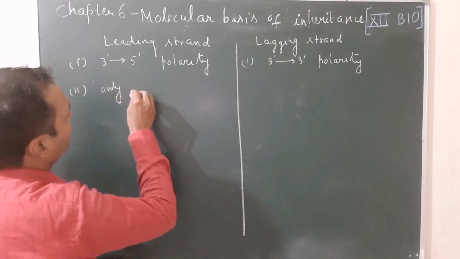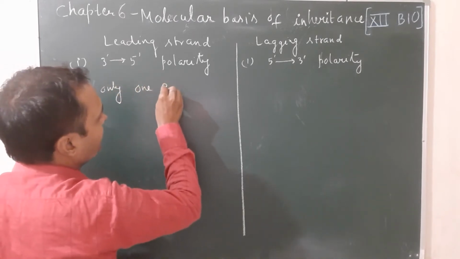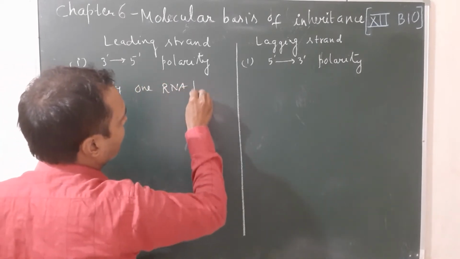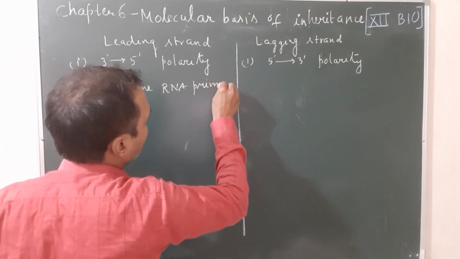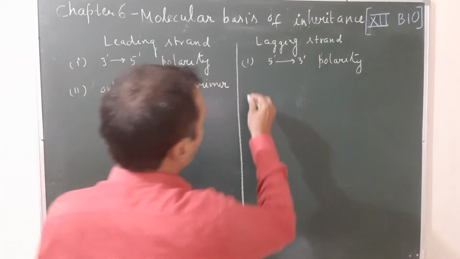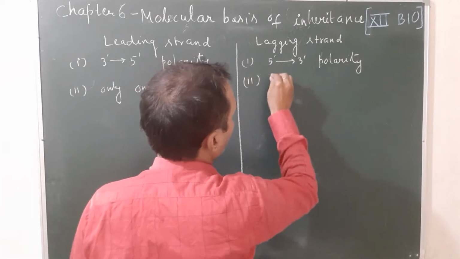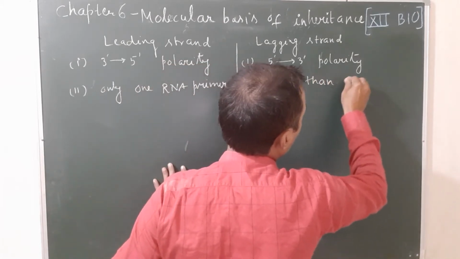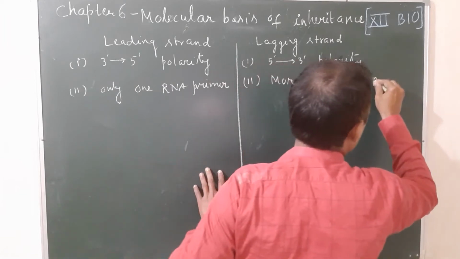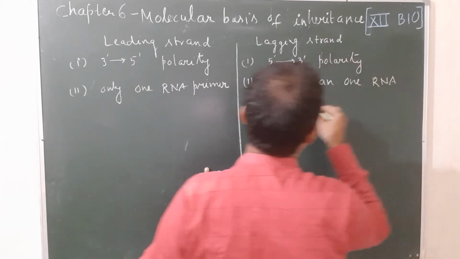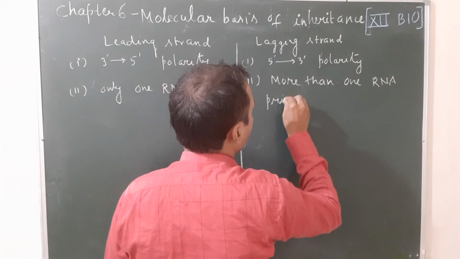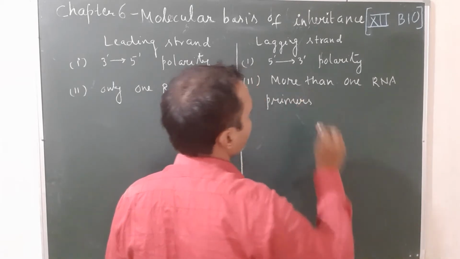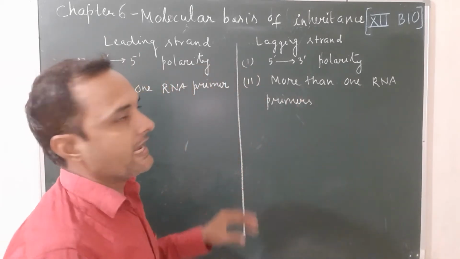for synthesis of new strands of DNA. The lagging strand requires more than one RNA primer. That's why Okazaki fragments are formed on the lagging strand.